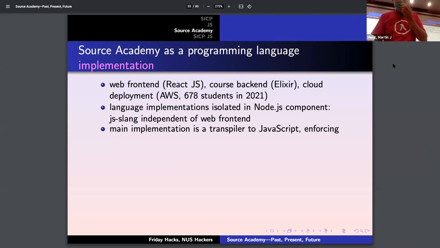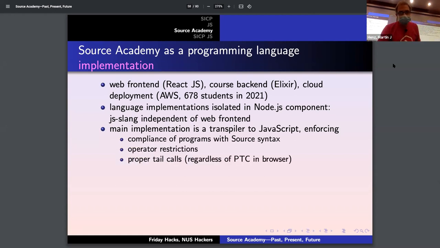Our main implementation for JavaScript in the Source Academy is a transpiler that translates Source to JavaScript. Source is a sublanguage of JavaScript. That may be a bit weird for you to imagine. Well, why do we want to do that? Why do you want to write a compiler that translates from a language to the same language, or from a sublanguage to the same language? The reason for that is that we want to adhere to the JavaScript standard. JavaScript requires proper tail calls. And unfortunately, the proper tail calls are a core ingredient of the textbook.